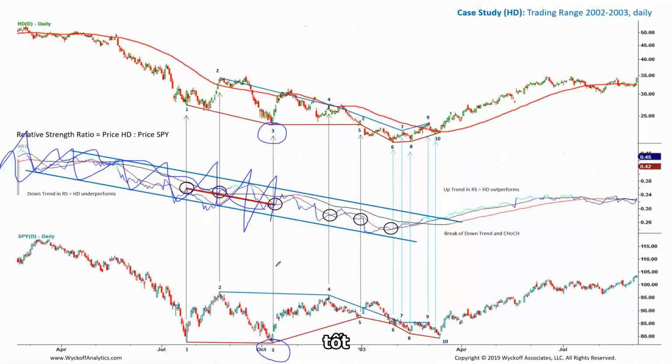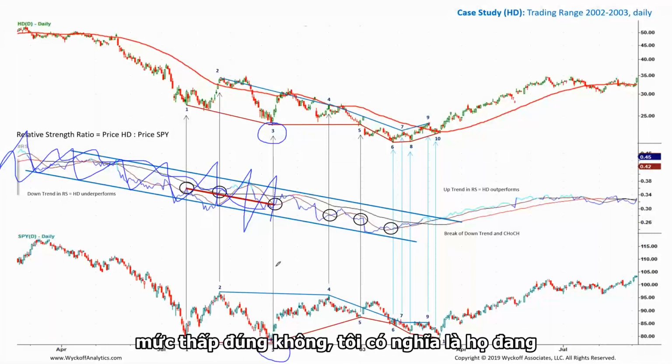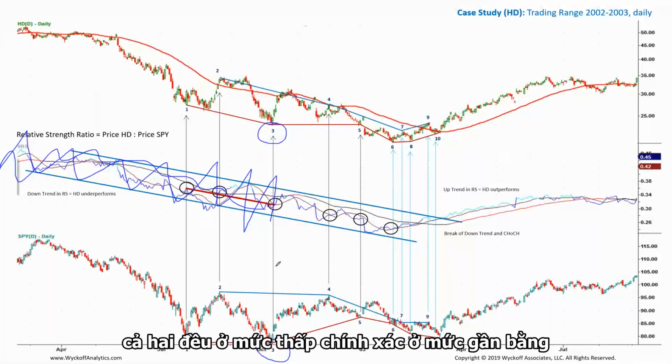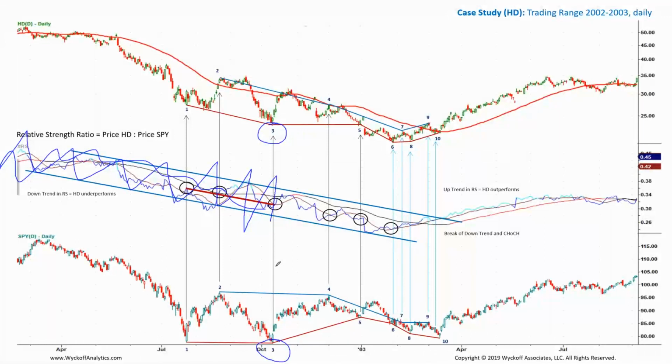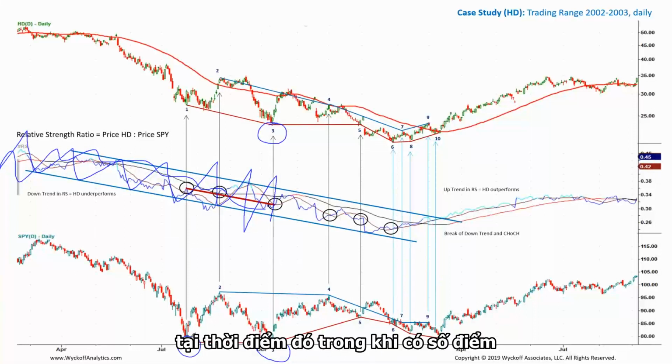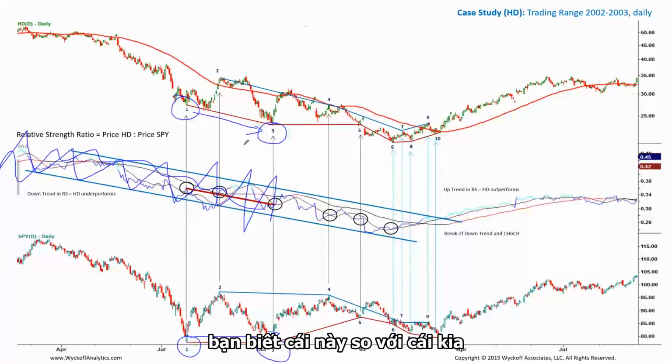Well, if you're just comparing the lows, they're both at a low at roughly the same time. But SPY is at a double bottom equal to where it was at point number 1, whereas Home Depot is obviously lower. It exceeded its previous bottom. So, one relative to the other, the SPY is going to be stronger.